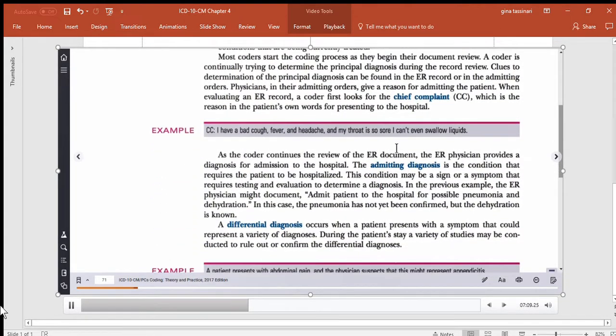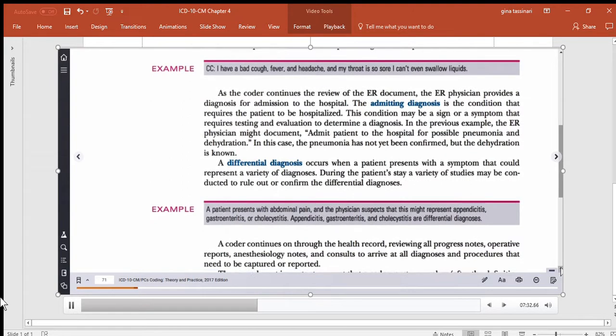The chief complaint. So if you have taken your CPT classes, then the SOAP note will sound familiar to you. That is how the doctor or the surgeon, the medical professional, documents their notes. The first thing on it will be the chief complaint, and that is in the patient's own words why they are here today, why they are presenting for care today. The SOAP note, I'll explain that very quickly here.